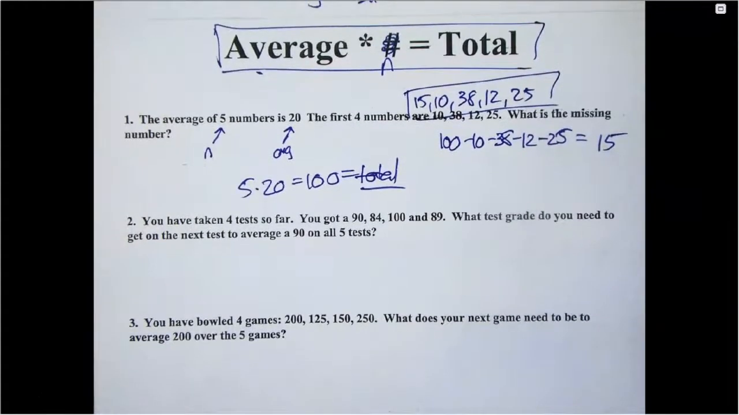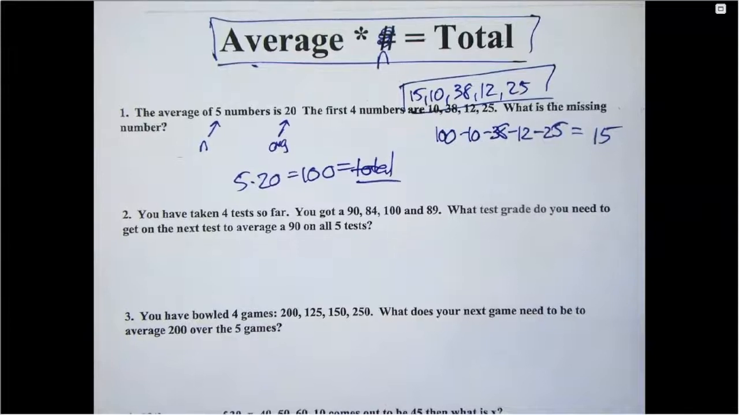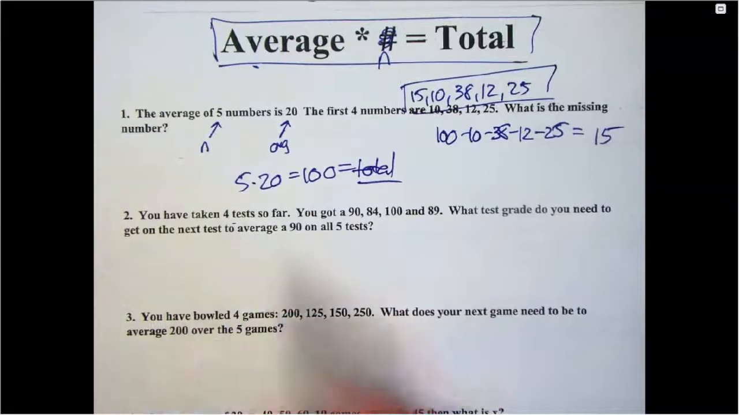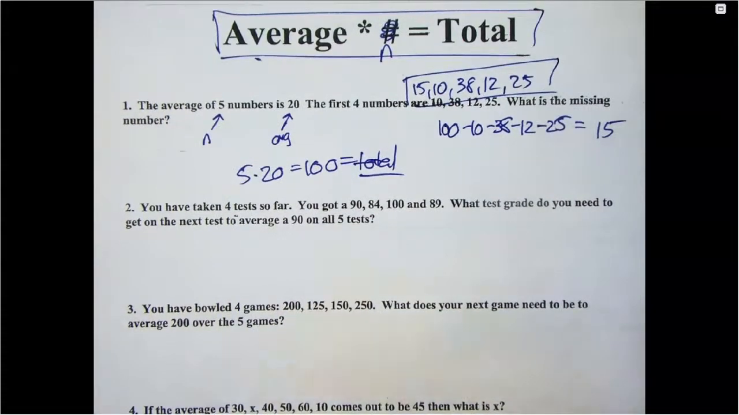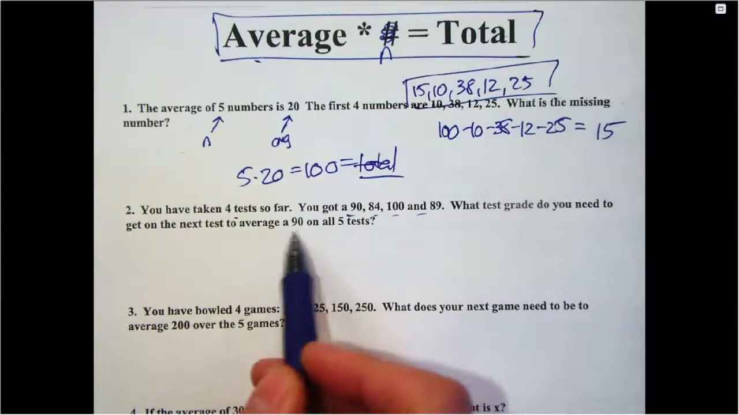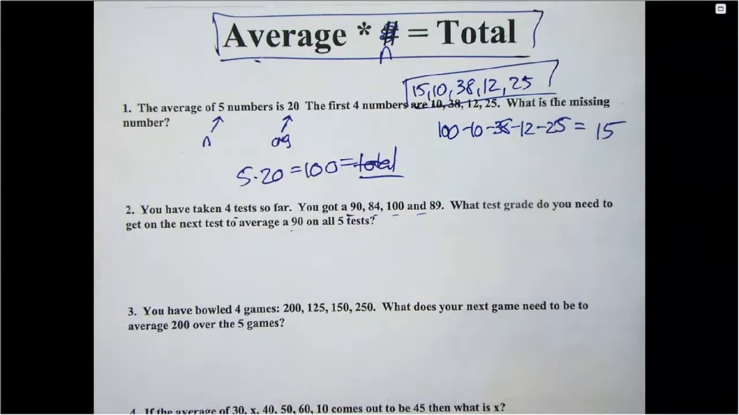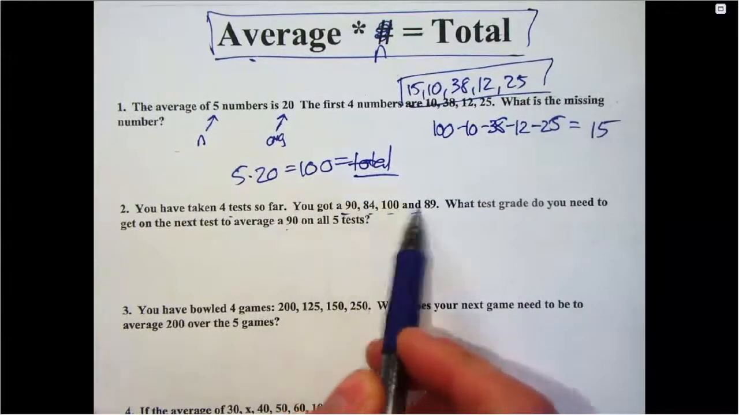Alright, let's look at another one. I got another little trick that some people use that I'll show you in a second. So number 2, you've taken 4 tests so far. That's not actually your n yet because we don't know the average of those. These are my 4 grades. So this is like you're in a class and you got 1 test left. I got to make sure that I average a 90. I got to make sure I end up with an A-. And these are my 4 grades so far.